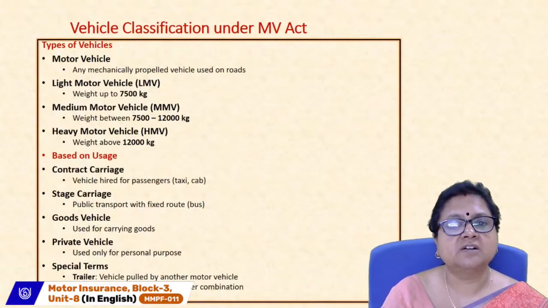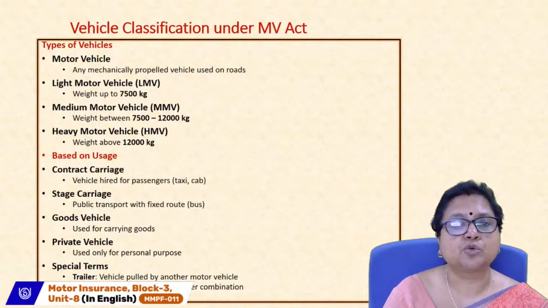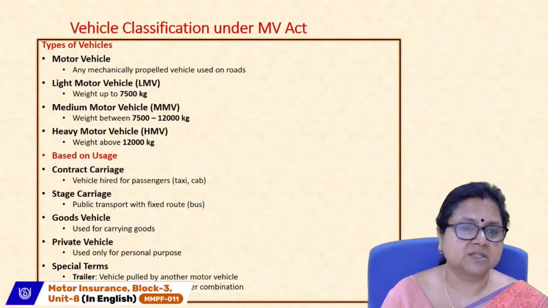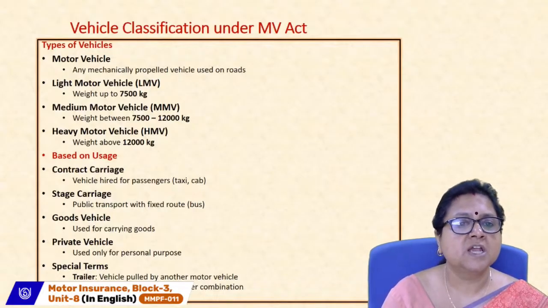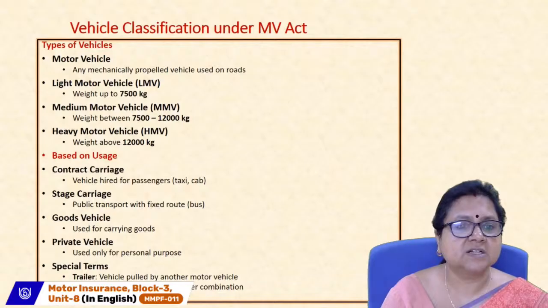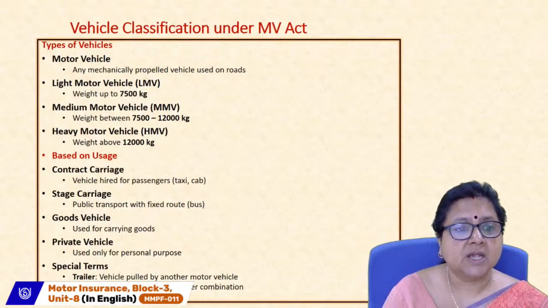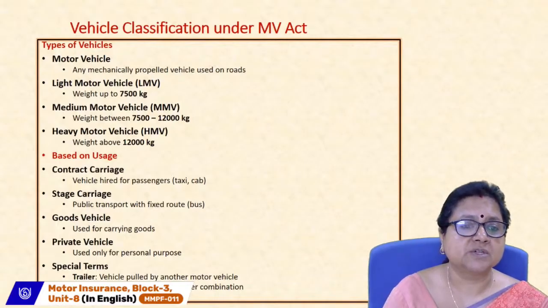So there are vehicle classifications under the Motor Vehicle Act. Types of vehicles: motor vehicles, any mechanically propelled vehicle which is used on roads can be denoted as motor vehicles. I think each one of us is aware about this. So when we talk about light motor vehicles, LMVs, these are vehicles which weigh up to 7,500 kg. Medium motor vehicles are weighing between 7,500 to 12,000 kg. And there are heavy motor vehicles which weigh above 12,000 kg.